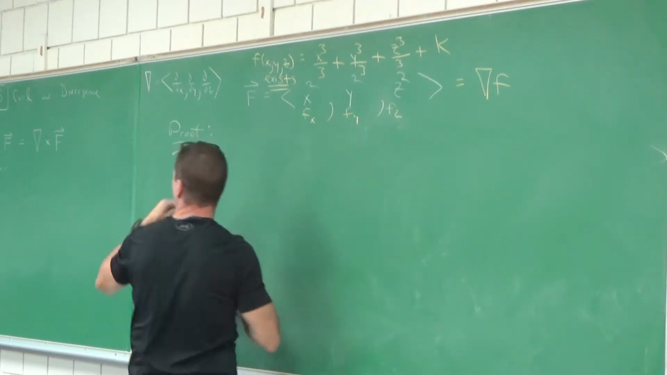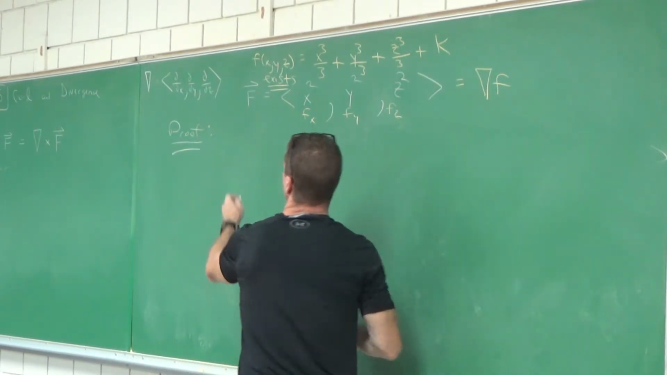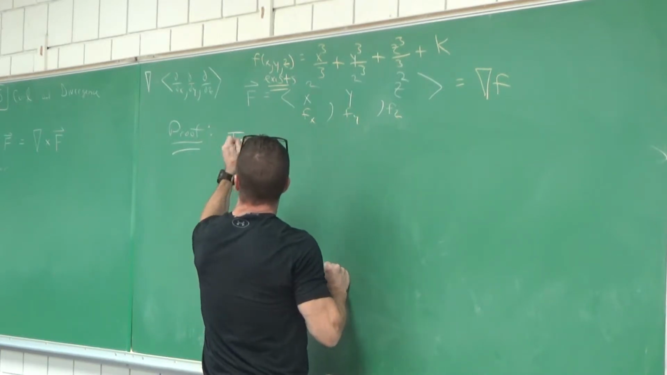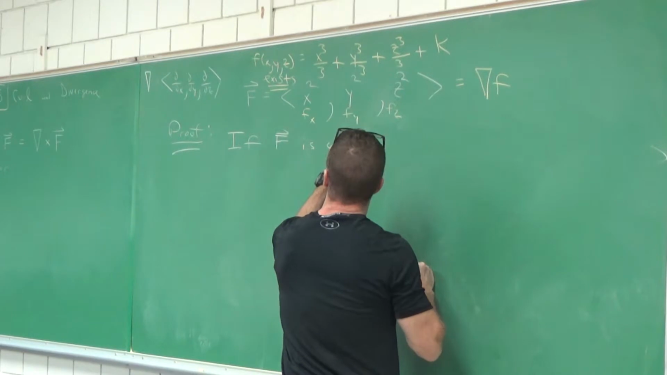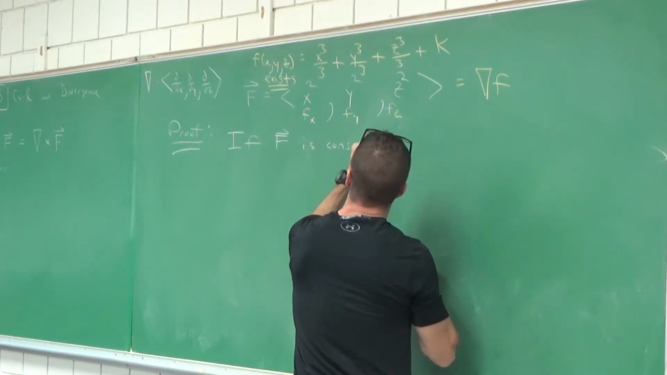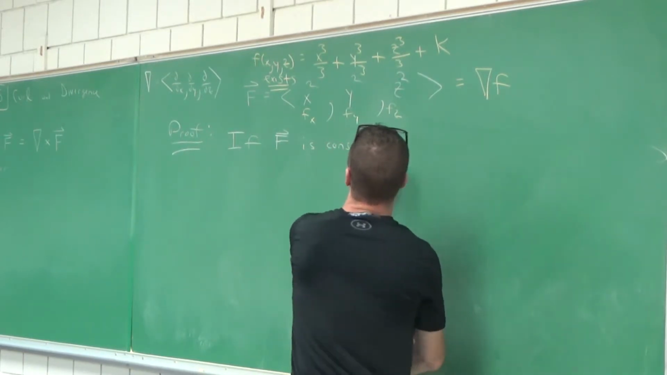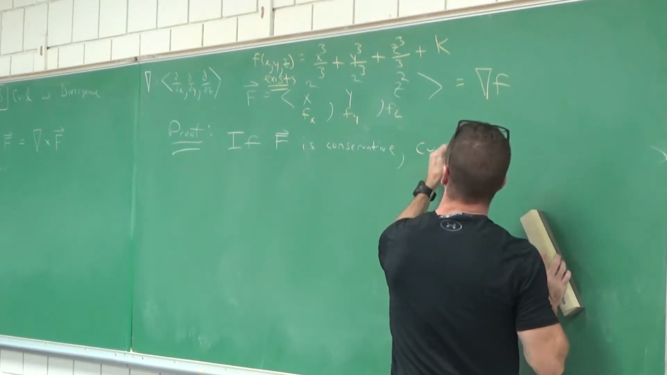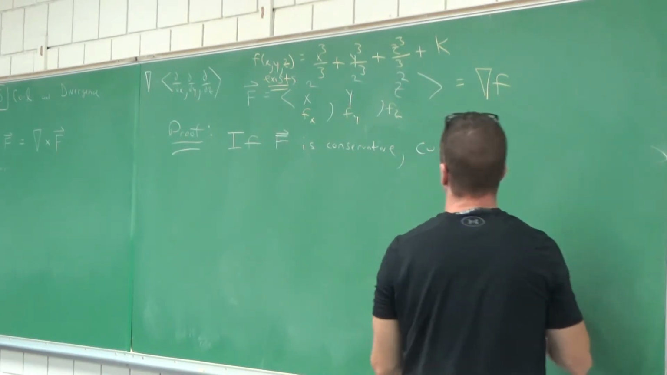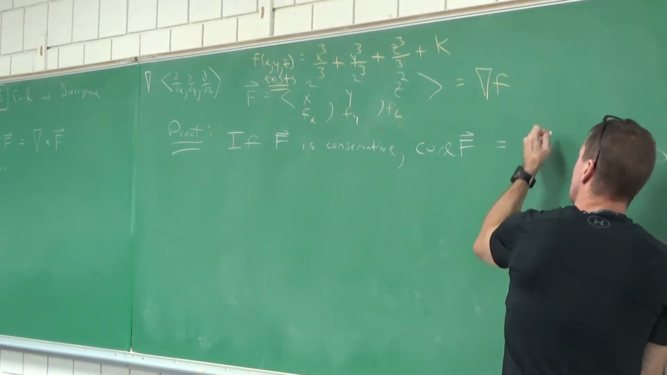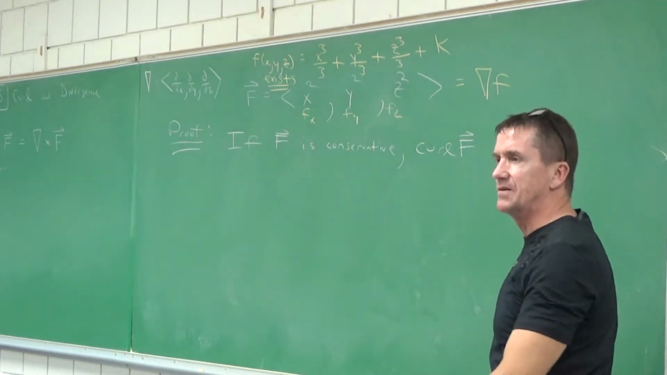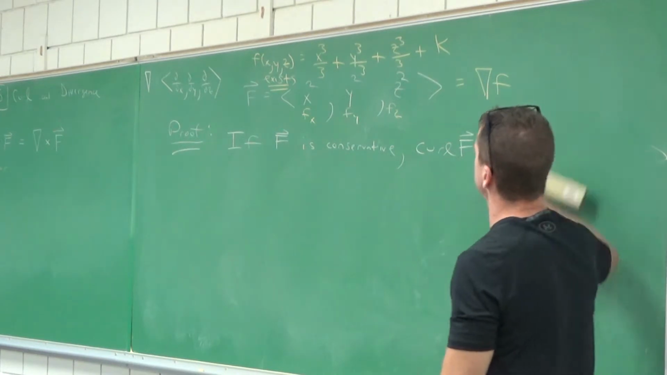When you do proofs, it helps you remember this. So we're going to prove the statement: if some vector field is conservative, the curl of the vector field, which is a vector, will always equal what? Zero. And I'm going to put a little vector symbol on there because it's really a vector, so zero vector. All right, let's prove that.